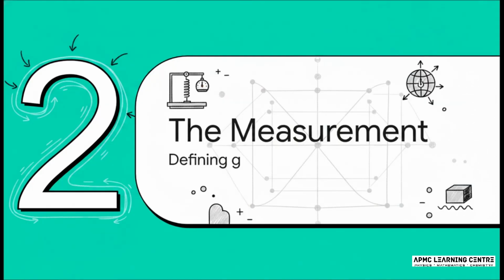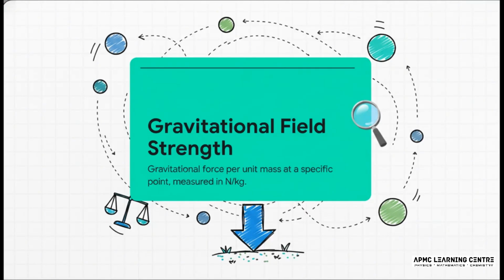Moving right along to Act 2, the measurement, where we are defining g. This brings us to a massively important concept in physics. We call it little g, or gravitational field strength. Formally speaking, g is the gravitational force per unit mass placed at a specific point in a field. Basically, it defines exactly how strong or weak the gravitational field is at that specific location. And we measure this in newtons per kilogram.